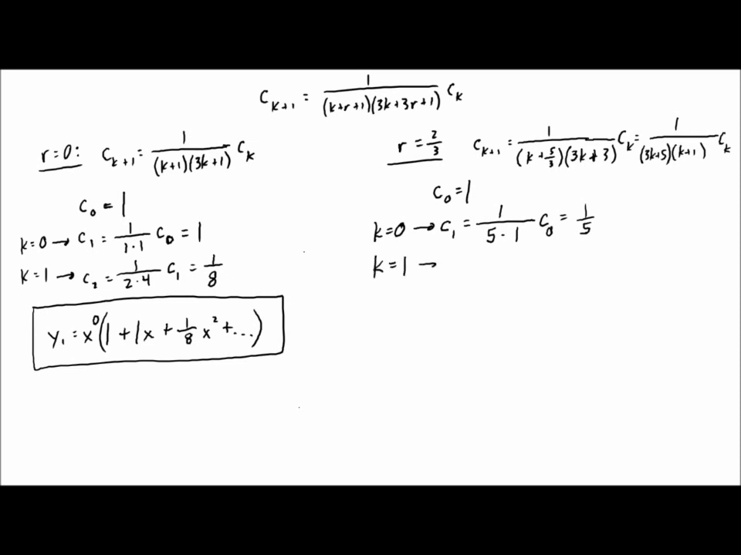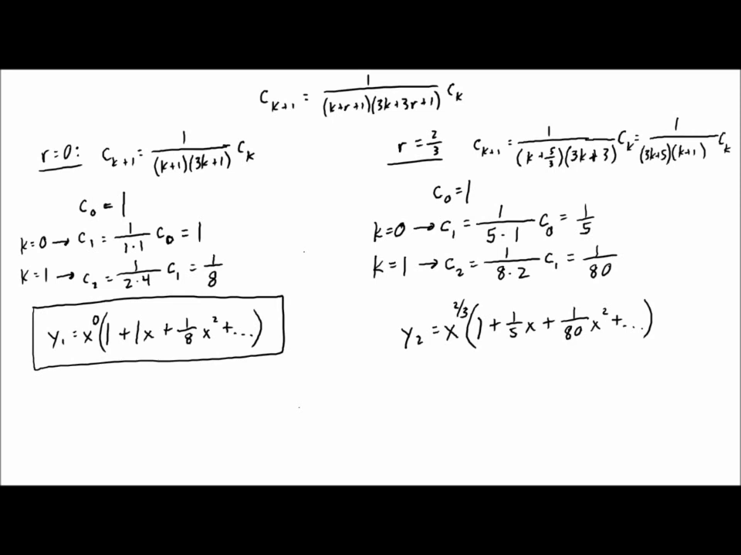When k is equal to 1, we get that c_2 is equal to 1 over 8 times 2 times c_1. And let's see, 16 times 5 is 80, so we get 1 over 80. So my second solution is, again, c_0 plus c_1 x plus c_2 x squared plus dot, dot, dot. But one more time, this is not my solution. My solution is all that times x to the r power, and this time r is 2/3.